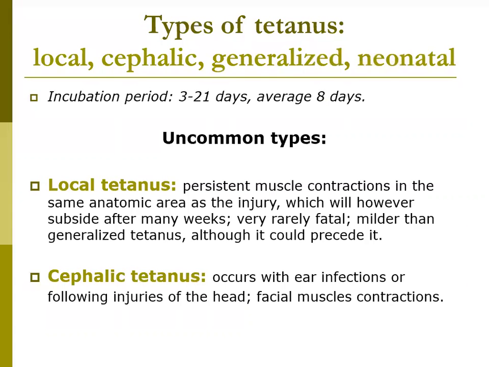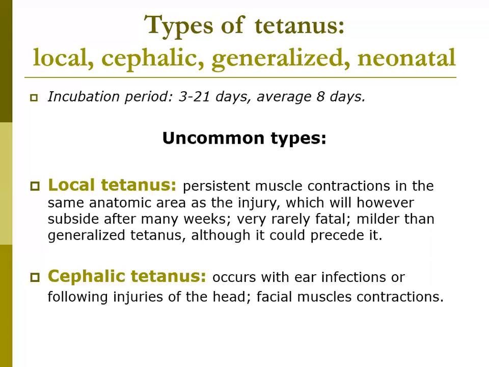So there are different types of tetanus: local, cephalic, generalized, and neonatal. Actually, the incubation period is on average 8 days, and the range is 3 to 21 days. So the uncommon type is local tetanus. For example, persistent muscle contraction in the same anatomic area as the injury, which will, however, subside after many weeks. Very rarely fatal, milder than generalized tetanus, although it could precede it.